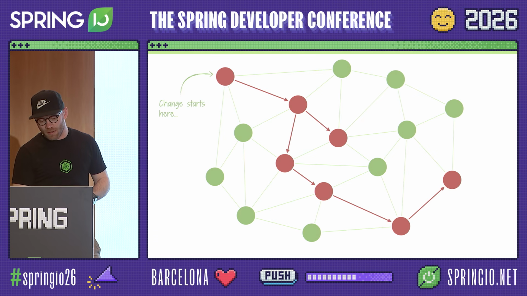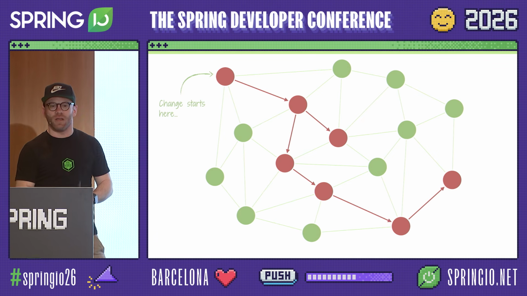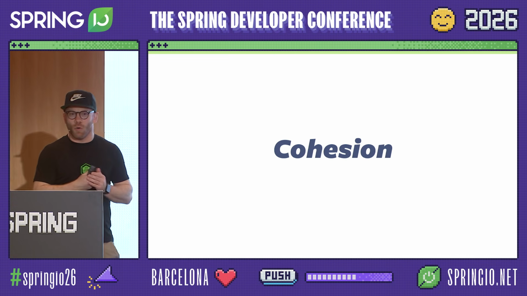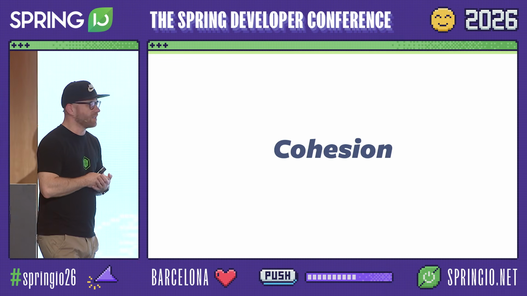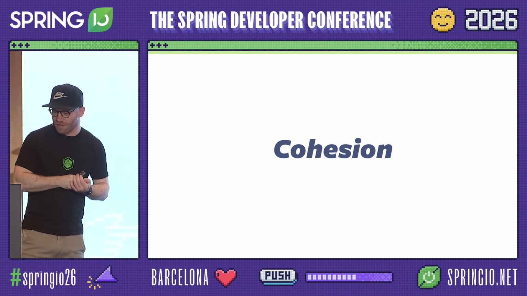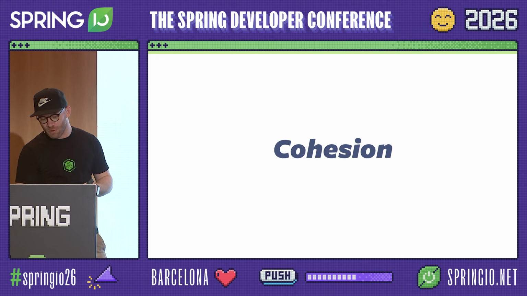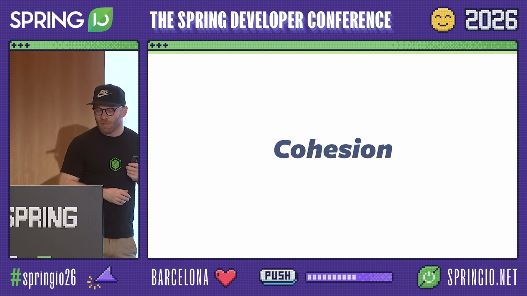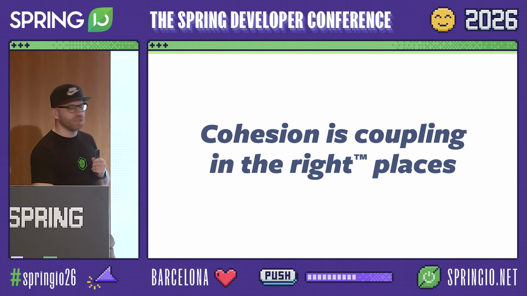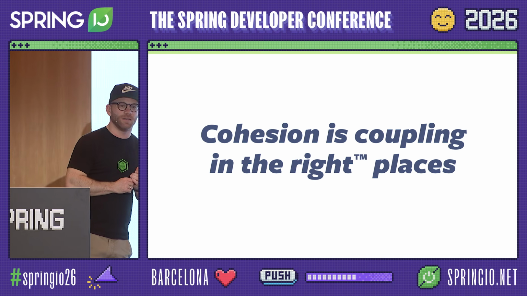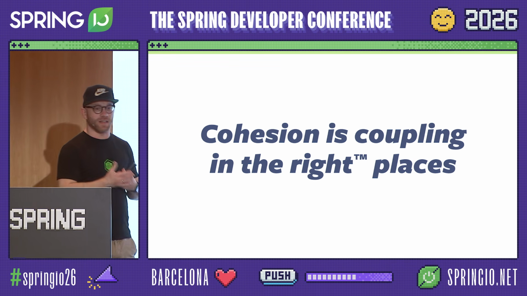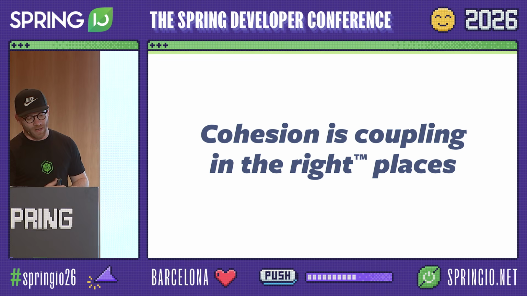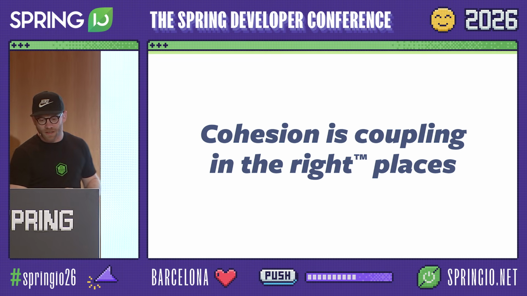So there's a lot of talk about coupling and decoupling elements, and one of the more under-discussed terms, I think, in our industry is cohesion. And I'm going to puzzle you a bit probably, because cohesion is coupling, if you think about it. It's the coupling in the places that you want it to be. And we're going to see what that actually means in a second.